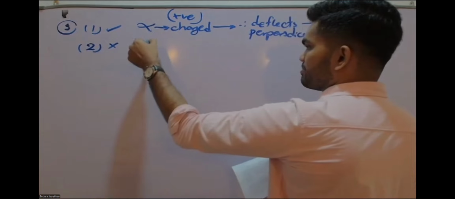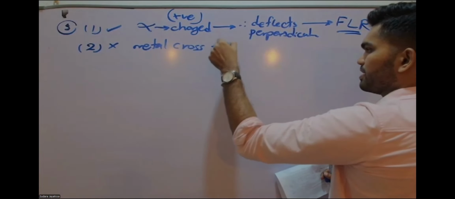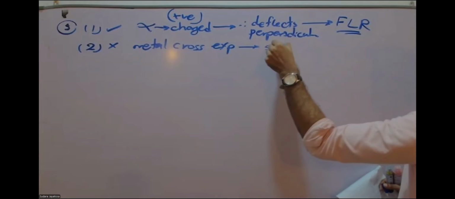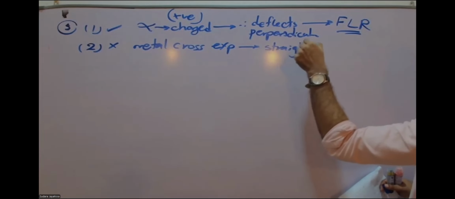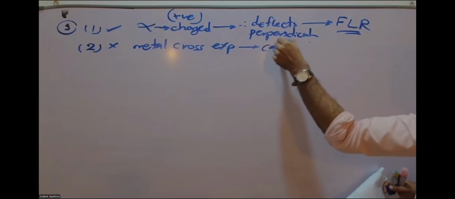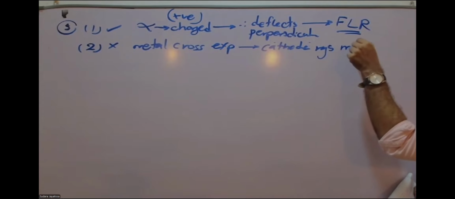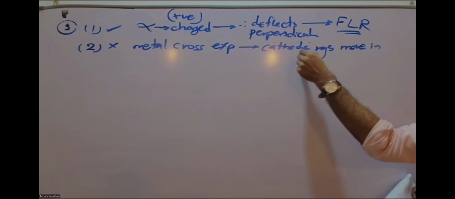So you have to say the metal cross experiment is telling you that cathode rays move in straight lines.